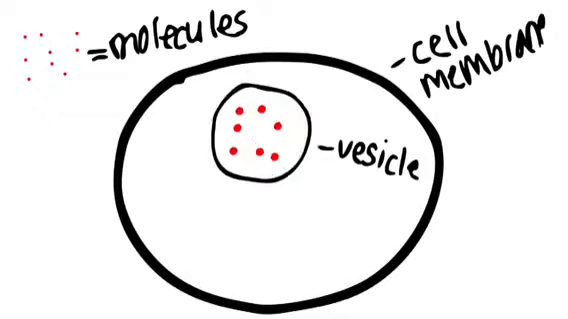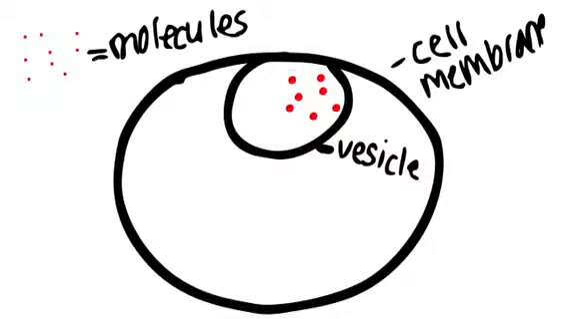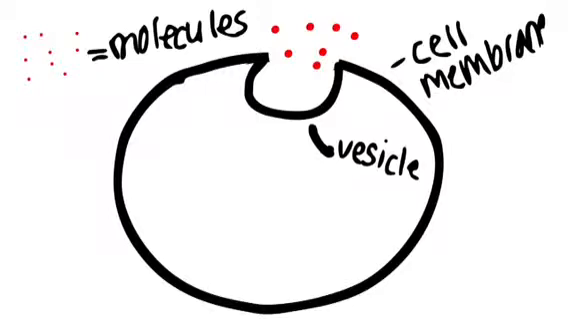This cell has a vesicle in it that has all the molecules in it, and it's going to the surface and pushing all of the molecules out.